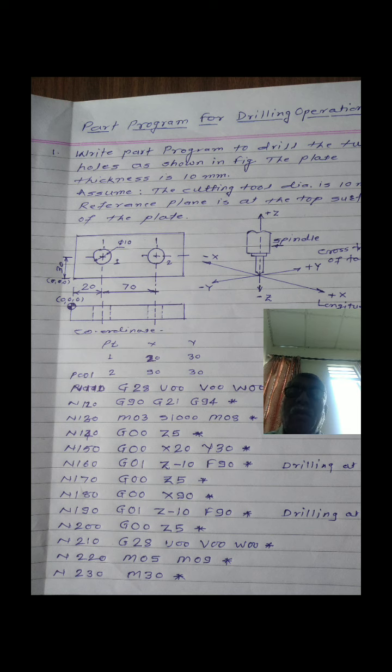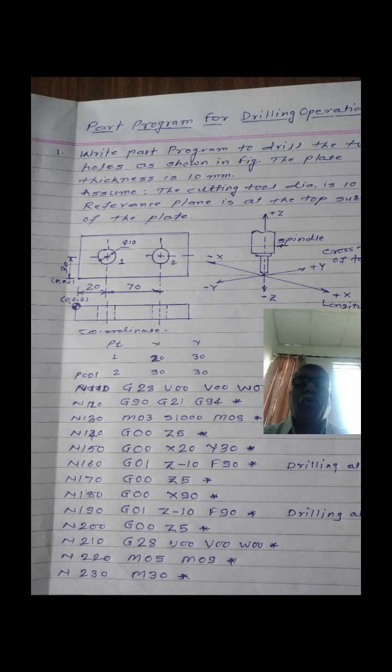After finding the coordinates, you have to write the part program as usual. In drilling operation, you have to use the same G codes, M codes and NC words for writing the part program, which are used in CNC lathe operation. Is it clear? The same G codes, M codes and NC words are used for drilling operation.